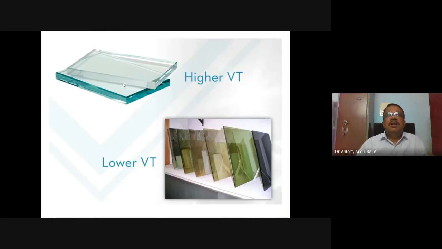Similarly, when you are in the equator region, you want to reduce the heat entry into the building through the glass. Light is already higher, so you can use glasses with lower visual transmittance. It will be like a tinted glass or green glass, which will reduce the visual transmittance. Visual transmittance is also an important property while selecting the glass material.